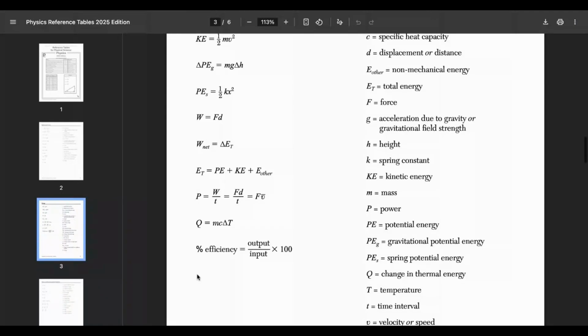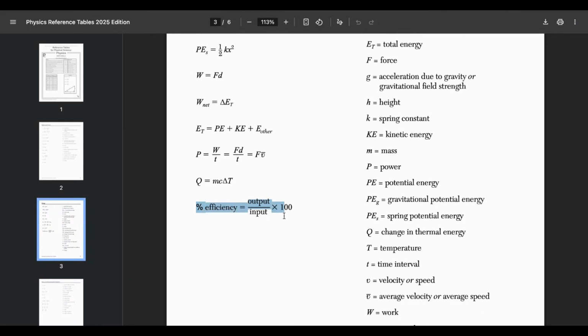Anyways, right now I didn't cover this formula in the last video. I thought it would be pretty trivial because efficiency just measures how well your output is divided by how well your input is, and you just multiply this by 100 if you want the percent efficiency.